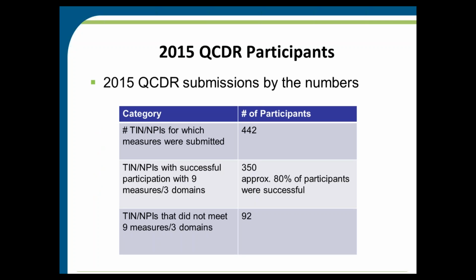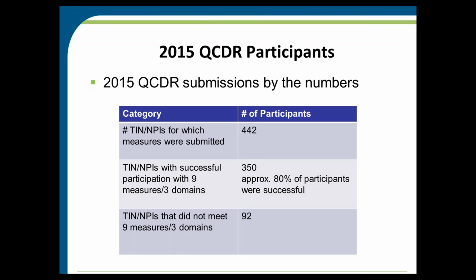Want to spend some time looking at the 2015 QCDR participants. In essence, the main goal of using a registry is so that we can submit your PQRS measure data to CMS on your behalf. We collect this information throughout the entire reporting year, and we collect information for both your individual NPIs, which is the National Provider Identification Number, and also your TIN, the physician group TIN, where the doctor actually works.